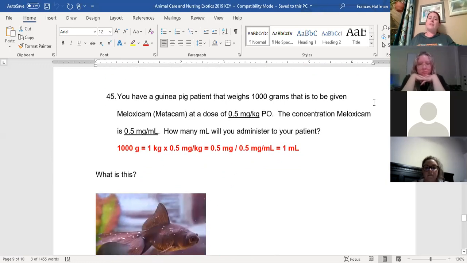We have a guinea pig that weighs 1,000 grams, and we need to give it meloxicam, the NSAID, at a dose of 0.5 mg per kg PO. The concentration is 0.5 mg per mL. Keep in mind that meloxicam has multiple different types of concentrations, so we make sure that we are grabbing the right bottle. 1,000 grams equals 1 kilogram, and 1 kilogram times half a milligram per kilogram gives us 0.5 milligrams. So 0.5 milligrams divided by 0.5 mg per mL gives us 1 milliliter that we would give PO.